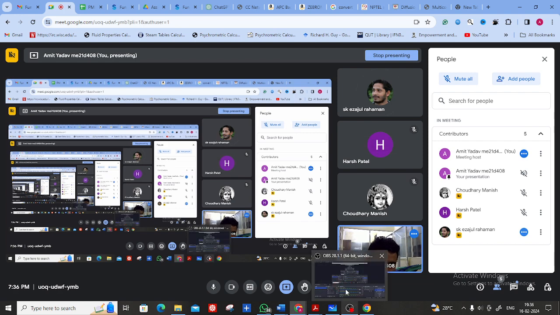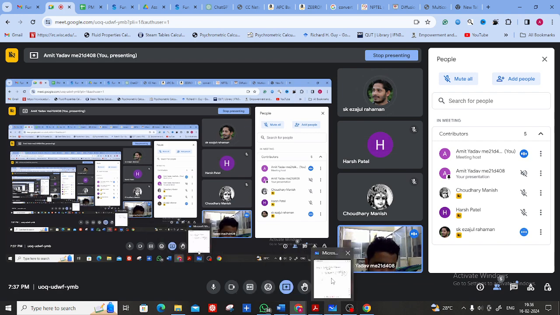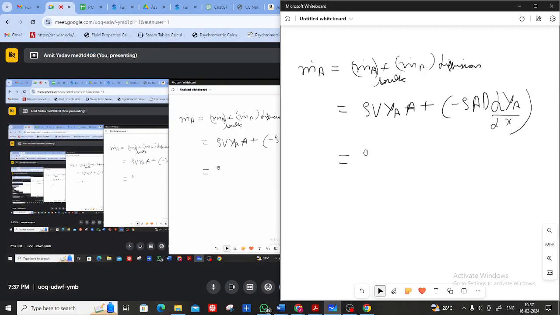Okay, so the mass flow rate is given and we need to calculate the mass flux. So we will divide by area, right? Yes, sir. So mass flux is equal to, if you divide by area, rho into V, this is the velocity of the mixture, into Ya, mass fraction of A, plus minus rho into D into dYa by dx.